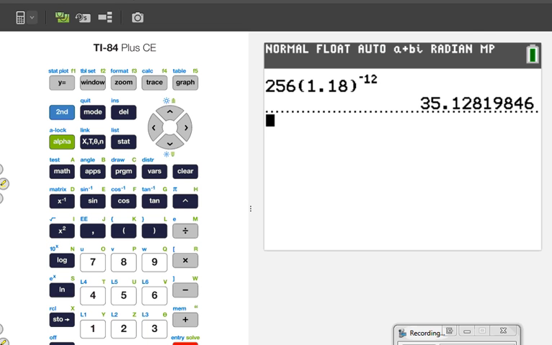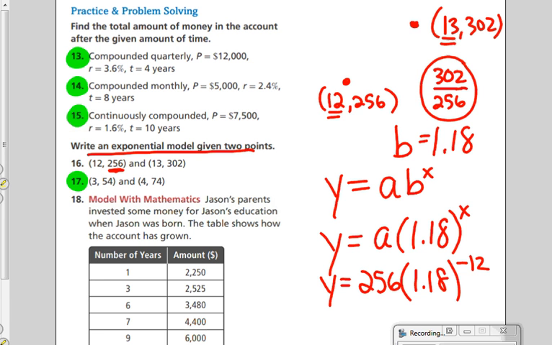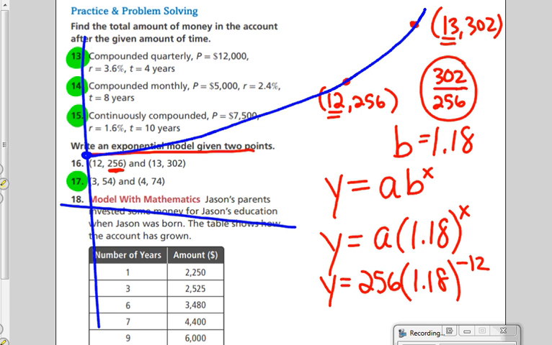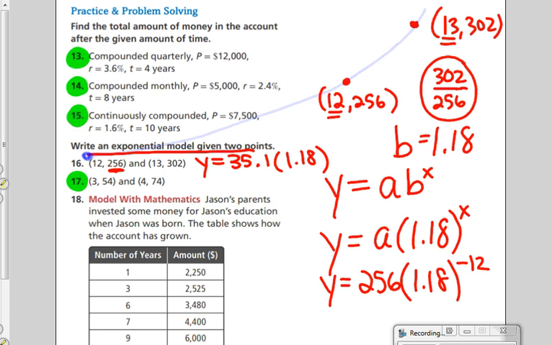When I drew that disappearing x and y axis, guess where it would have hit the y axis right here? At 35.1. So that's your a. So when they say write an exponential model, it's y equals 35.1 times 1.18 to the x. You would do 17 in a similar way, but instead of putting in negative 12, you put in negative 3 to go back 3 years. I always imagine that it's time for x with exponential growth.